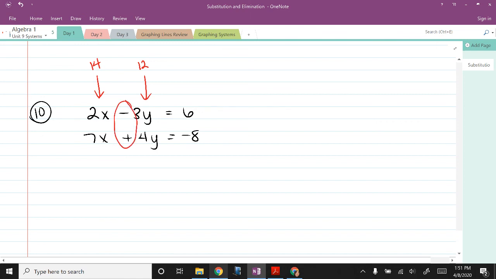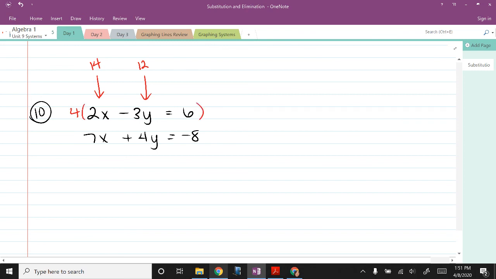Okay, so I'm not choosing y because it's a smaller number necessarily this time. I'm going to choose it this time because the y's are already opposites, and there's really not a lot of difference in the size of 14 and 12. So I'm going to use my y's. So since they're already opposite signs, I'm just going to say what times -3 makes -12? Well, that's going to be +4.